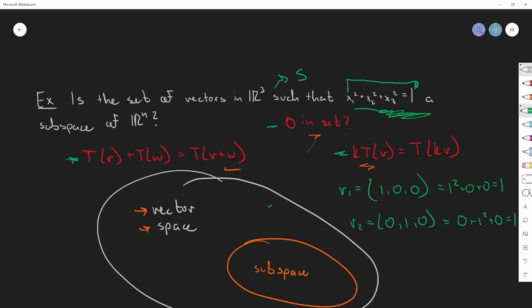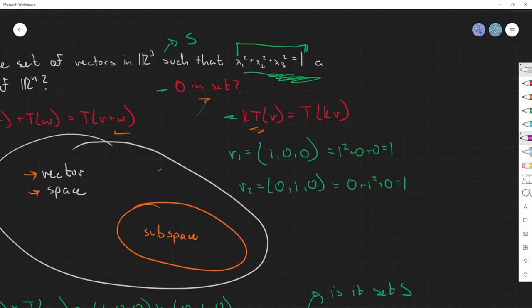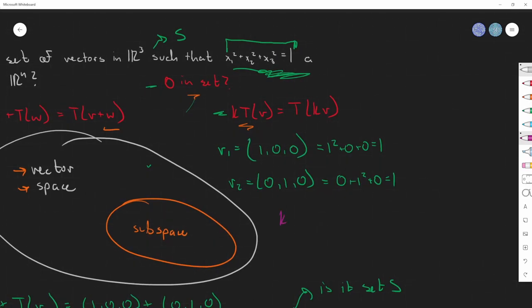The same thing applies if you were to multiply it by a constant. So we'll do multiplication by a constant. We're just going to use v1. We're going to have some constant k multiplied by (1, 0, 0), and that is going to be equal to (k, 0, 0). Now when you check the condition, you'll have k squared plus 0 plus 0, and that's going to equal k squared, but this will only be true if k is equal to 1.